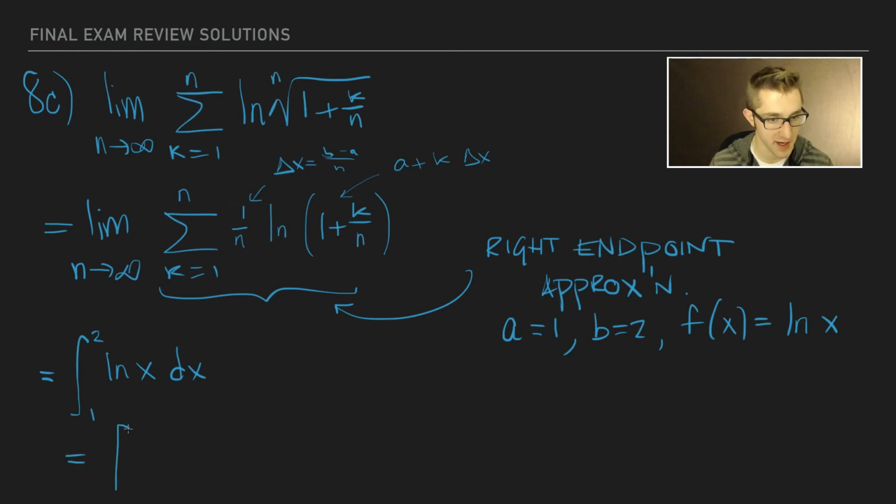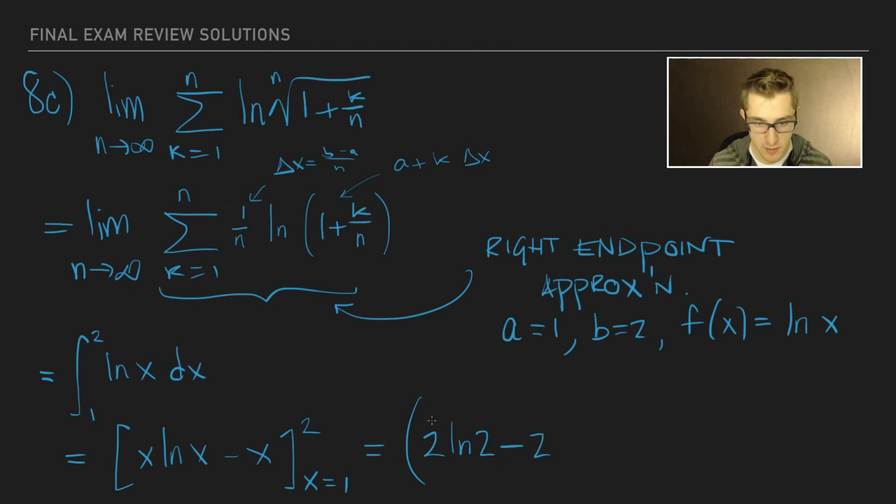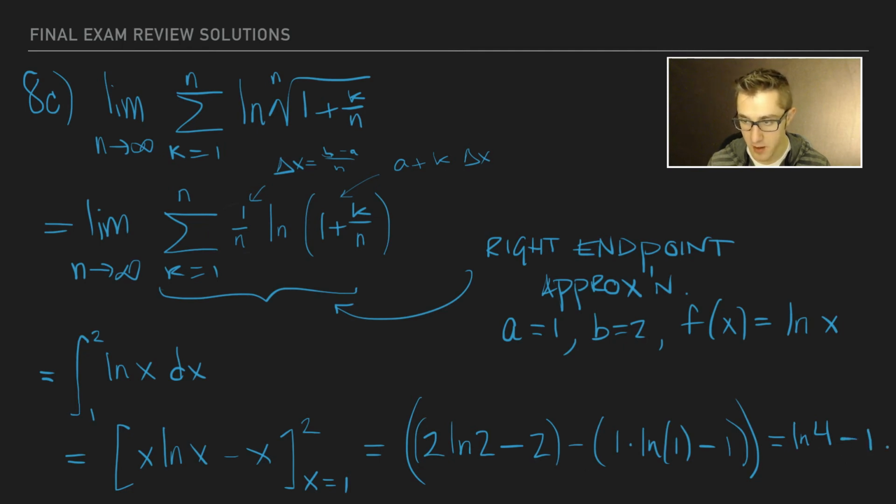I remember that the antiderivative of natural log of x is x times the natural log of x minus x, and I'm evaluating it from 1 to 2, meaning I'll get 2 times the natural log of 2 minus 2, minus 1 times the natural log of 1, which is 0, minus 1. So 2 ln 2, we can write that as the natural log of 4, because this 2 can come inside as an exponent. Natural log of 4, and then I have minus 2 here, minus a minus 1, so that's just minus 1. There we go.